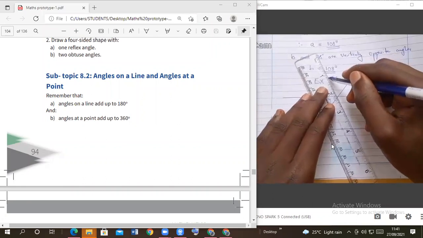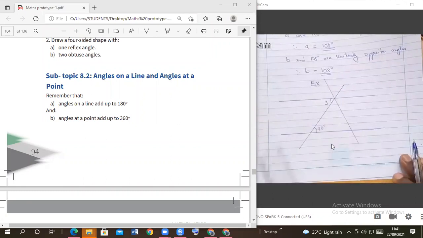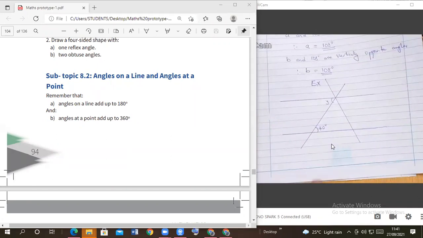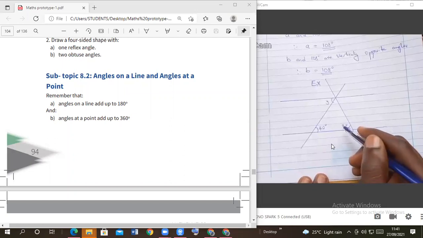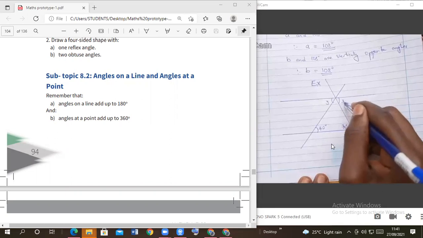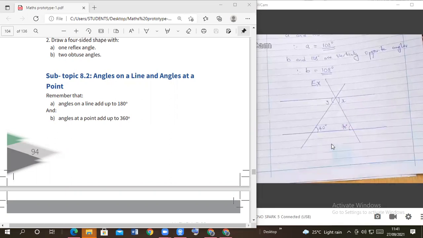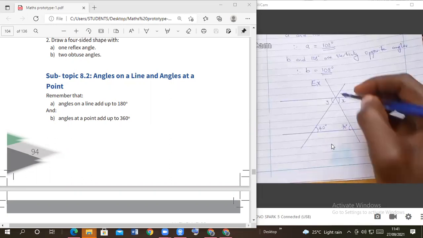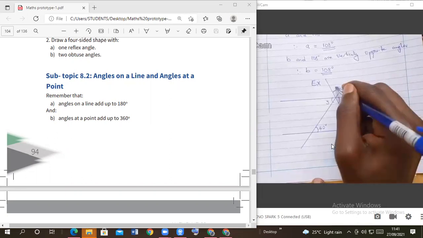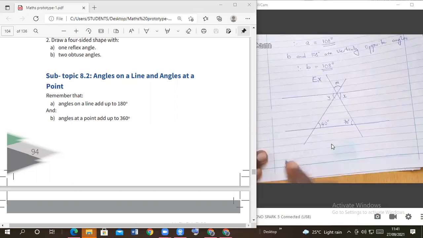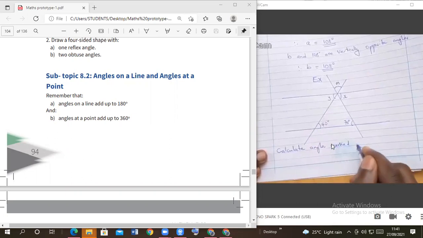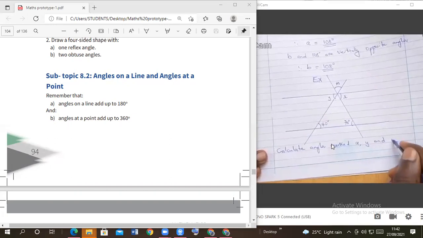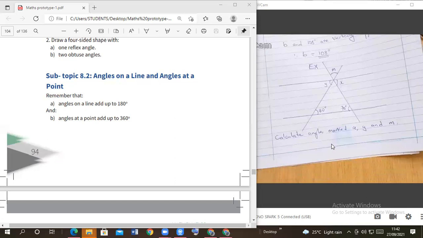Now, this time we have two transversal lines. This is 70 degrees. And this one is X. Then let me add this one. Let's say that angle is M. So calculate the angles marked X, Y, and M.